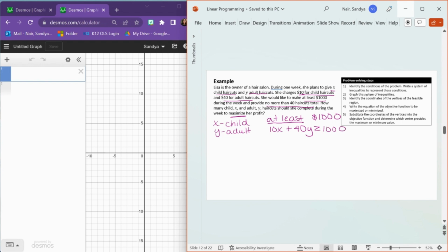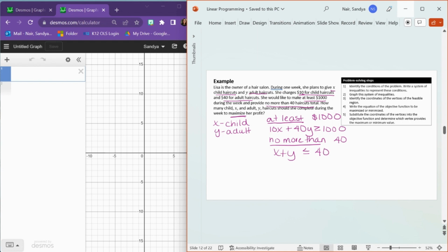Now let's think about the next inequality. Well, it says that she wants to provide no more than 40 haircuts total. Okay, so remember, no more than is another one of our inequality phrases. So the total number of haircuts is going to be X plus Y, right? Because she provides child and adult haircuts. And no more than is going to be less than or equal to. So that's going to be less than or equal to 40.